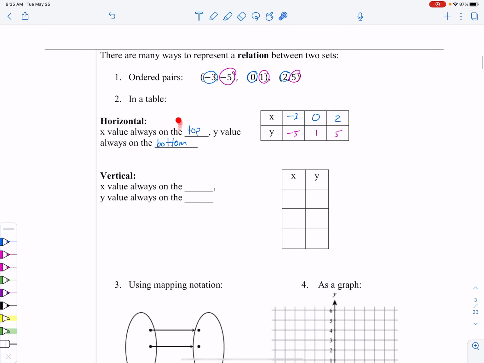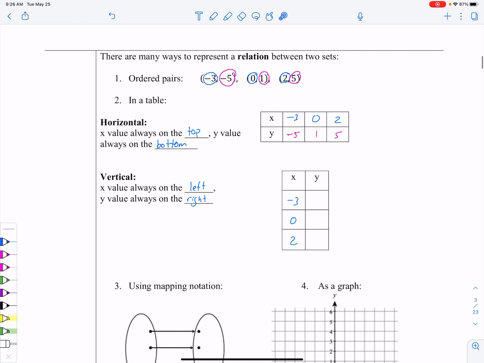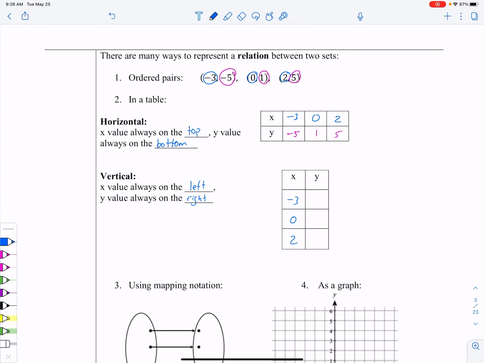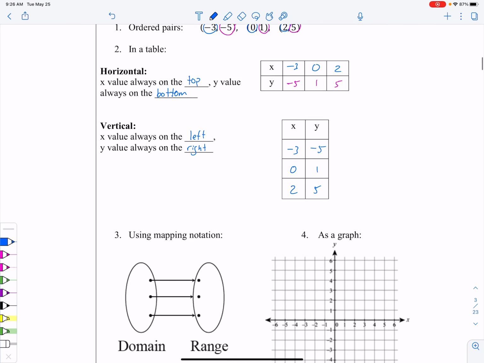That's a horizontal table. You can represent them as a vertical table where the X values are always on the left and the Y values are always on the right. So here we can take these values and just write them vertically. Negative 3 is 0 and 2. And we make sure that the same pairs still match up with each other. So negative 5, 1, and 5.